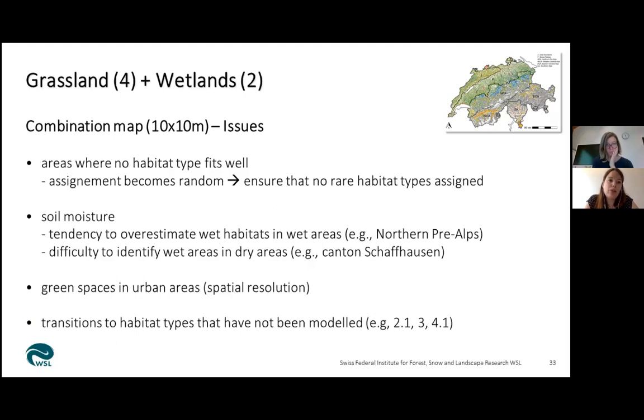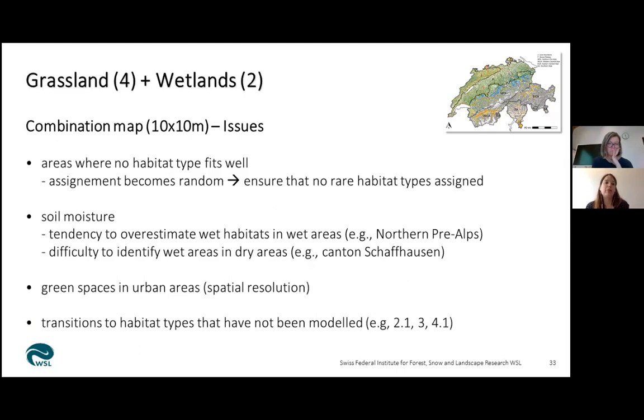Then, due to large-scale patterns of soil moisture, there's a tendency to overestimate wet habitats in wet areas and a difficulty to identify wet areas in dry areas. And we introduced some regional corrections to address this, but it's very clear that there is room for improvement and some regional modeling efforts are required to really address this issue.